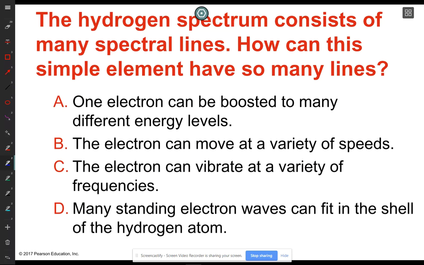The hydrogen atom has one electron, right? That electron is naturally just going to be in its lowest energy state. So how can we have a whole bunch of lines with this simple element with just one electron?